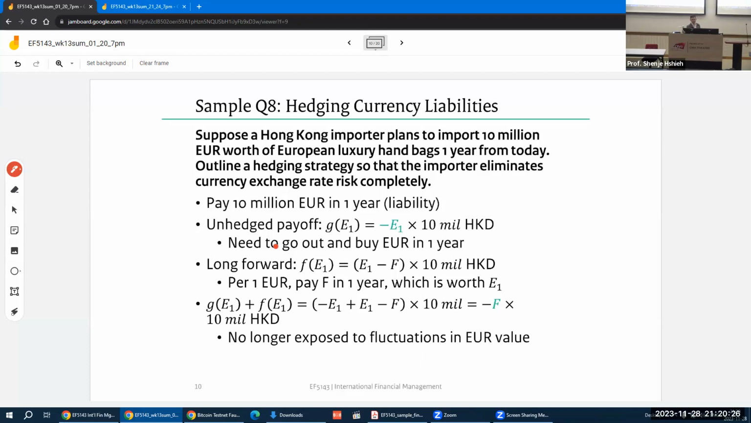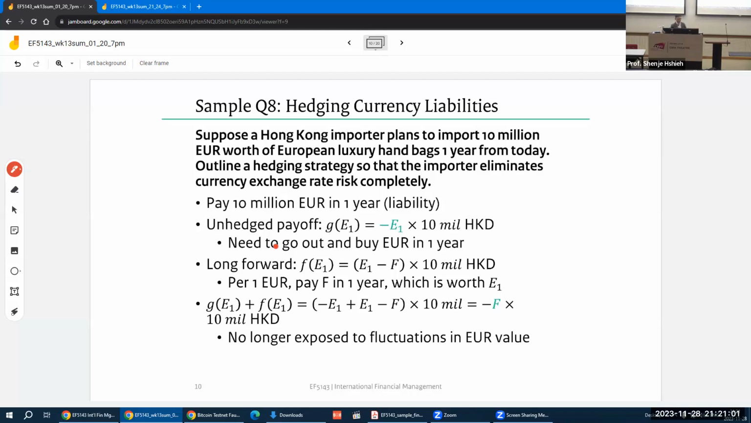Suppose a Hong Kong importer plans to import 10 million euros worth of European luxury handbags 1 year from today. Outline a hedging strategy so that the importer eliminates currency exchange rate risk completely. So we learned a few weeks ago that with forward contracts, if we hold the contract all the way to maturity, expiration, we can eliminate risk completely, right? And in this case, you have a liability, right? Because you're planning to buy something.